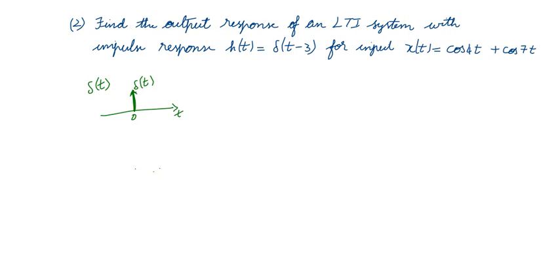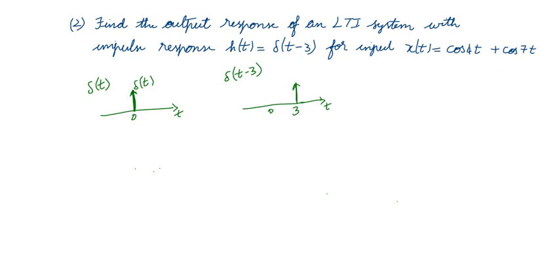Now what is delta of t minus 3? It is delayed by 3 time units, right? Instead of 0, it would be starting only at 3. It is present only at 3. So this is your delta of t minus 3. And of course you can see the input. I don't want to sketch it because it is cos 4t plus cos 7t, the sum of these two cosine signals.